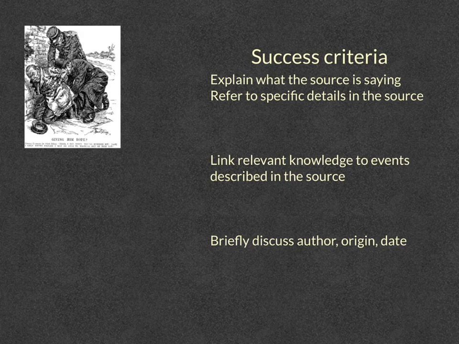There are 3 specific pieces of success criteria that we have to make clear within our answer. Firstly, we have to explain what the message of the source is by referring to details within the source. Secondly, we have to demonstrate accurate and detailed knowledge to describe the events that are being covered within the source. And finally, we need to explain how the provenance of the source helps us to explain the answer to the question.